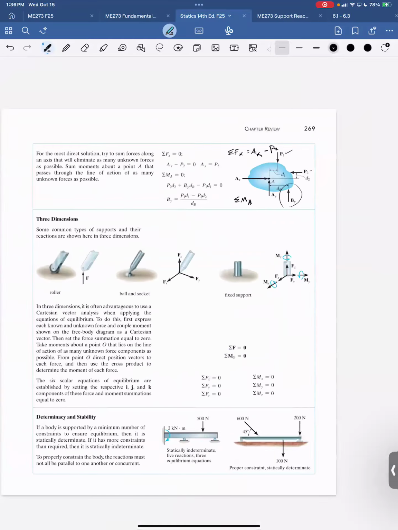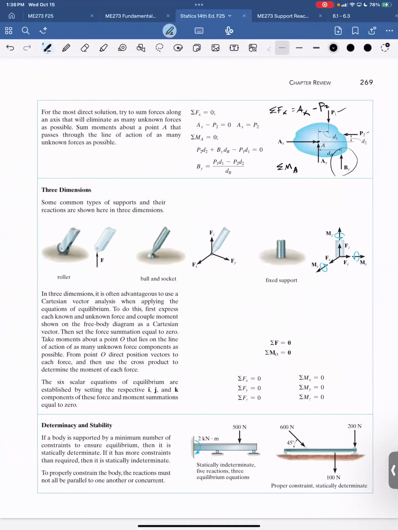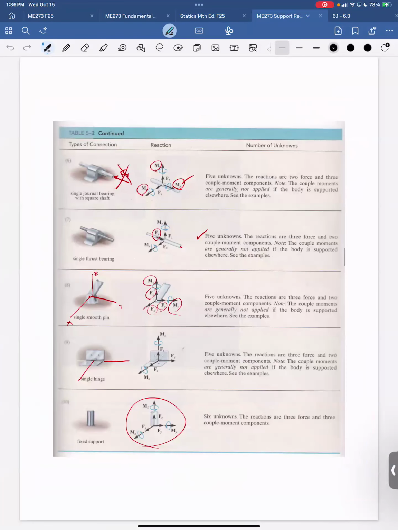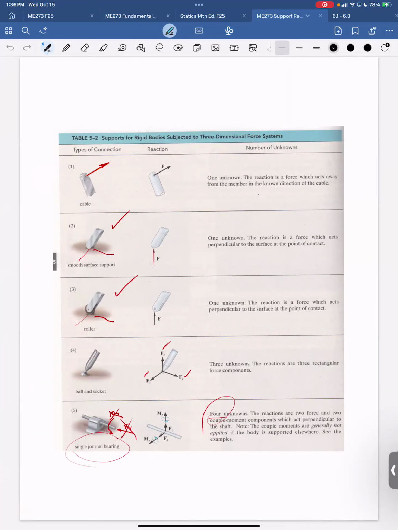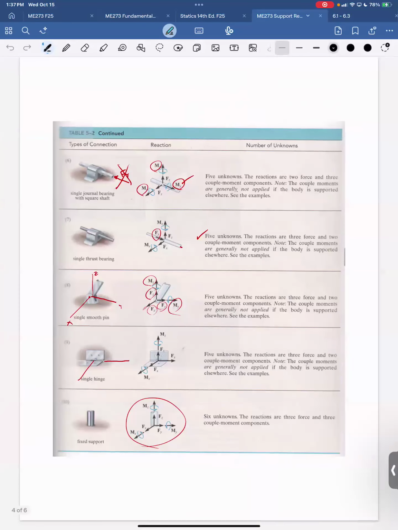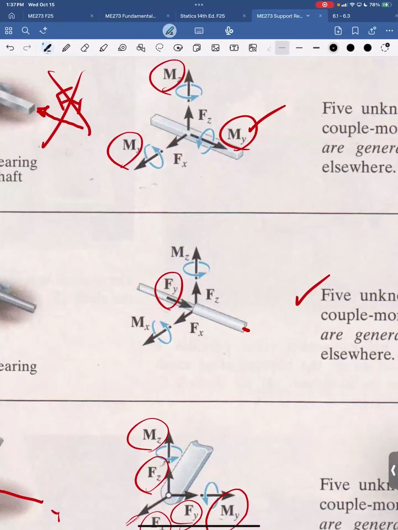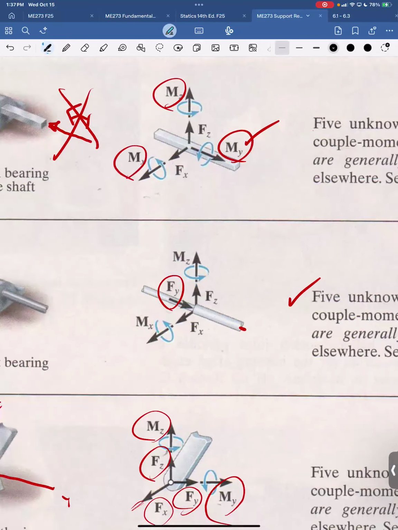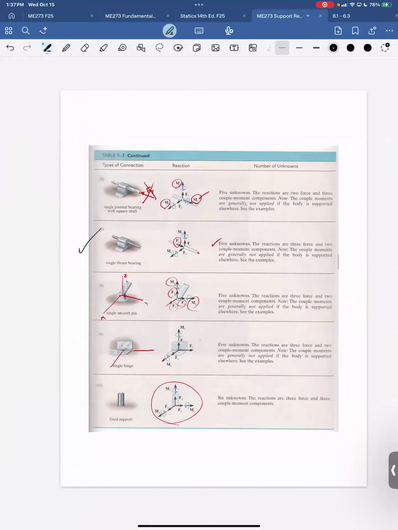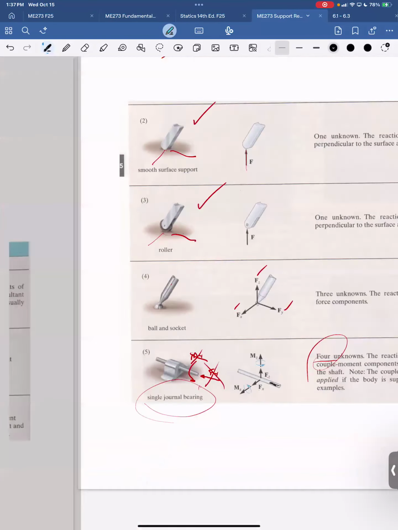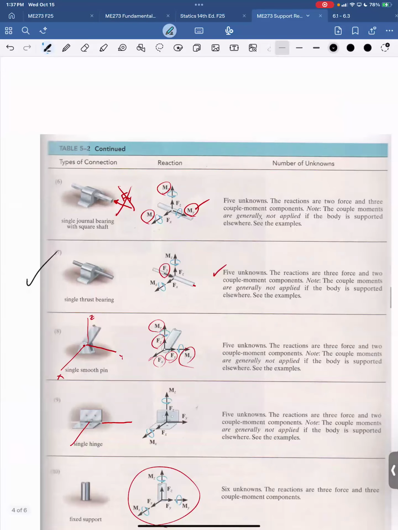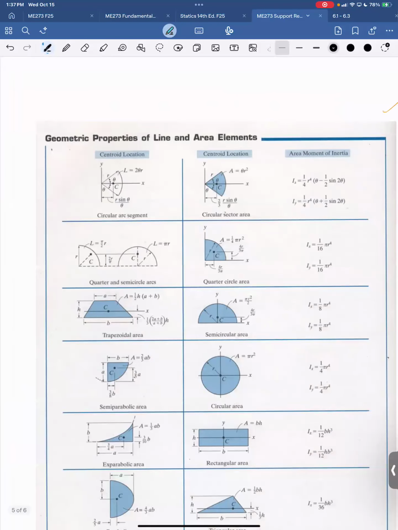3D is the same, except you just got to extend it into another dimension. The 3D support reactions are shown in this table, and be particularly sensitive to the journal bearings versus thrust bearings. The difference is the thrust bearing can support a load along its rotational axis, whereas a journal bearing cannot. Right? A journal bearing cannot support a force along this axis.